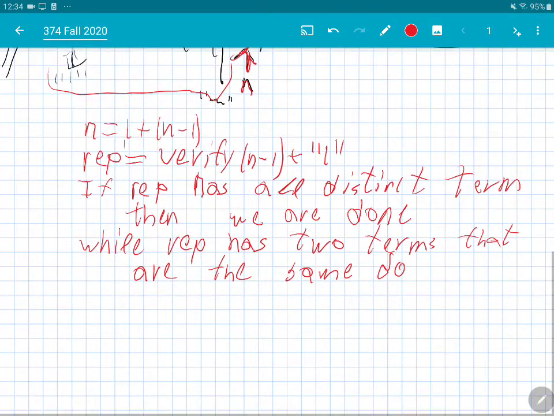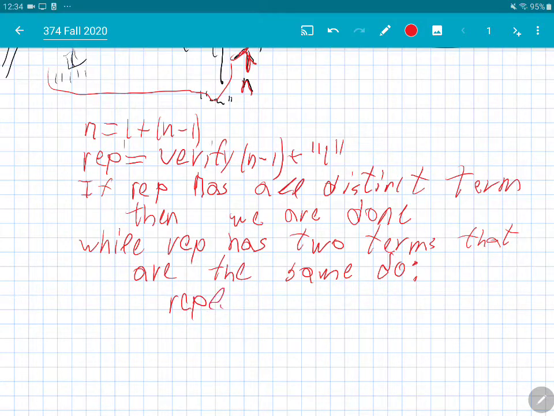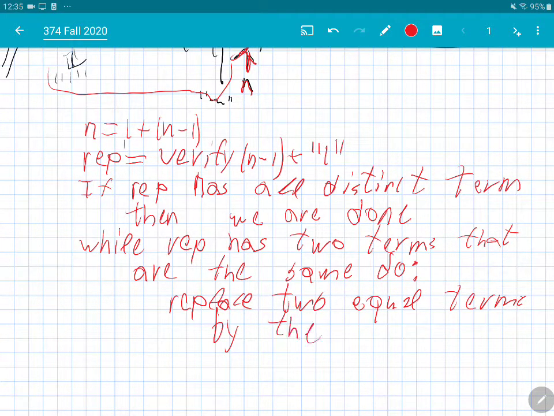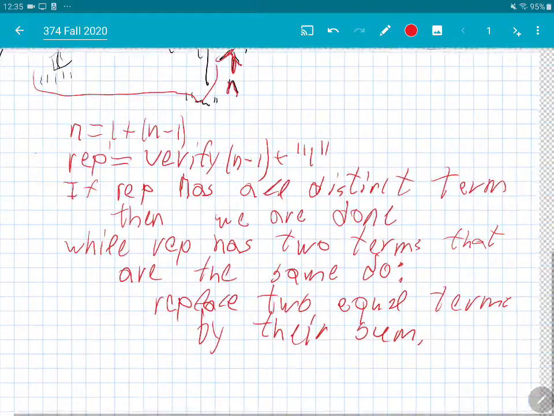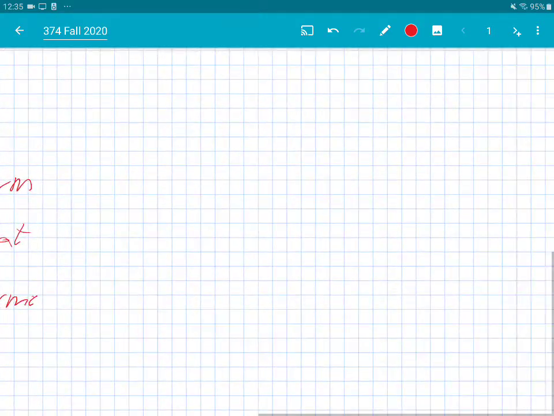okay, what are we going to do? We're going to replace two equal terms by their sum. So maybe I should do an example of what I mean here, because this is not very clear.